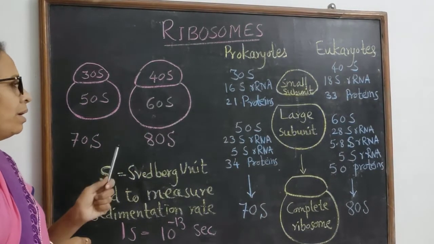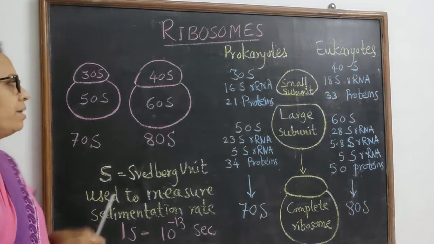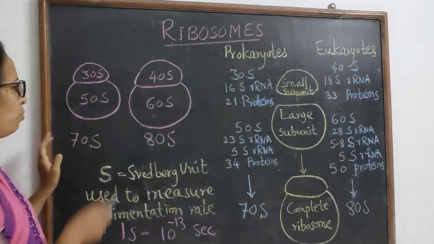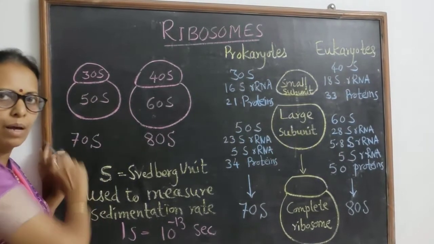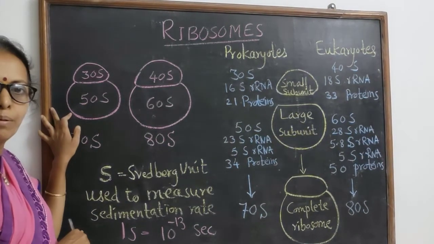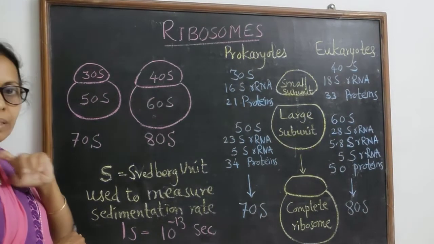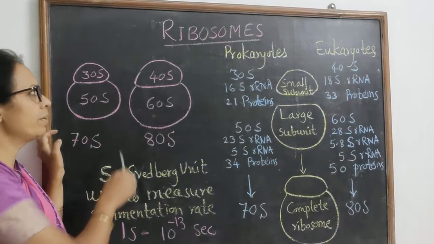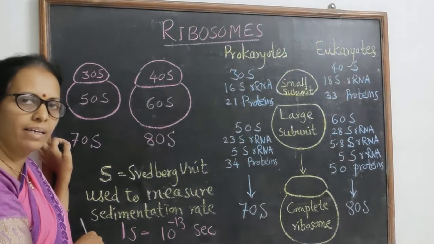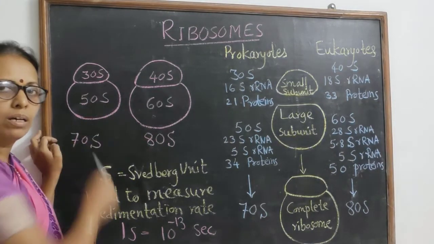While forming these 70S and 80S types, two subunits join to form the complete ribosome, which is a granular structure. It is not covered by any membrane, and these subunits are formed by ribosomal proteins and ribosomal RNA, that is rRNA and ribosomal proteins. They form these small granules.